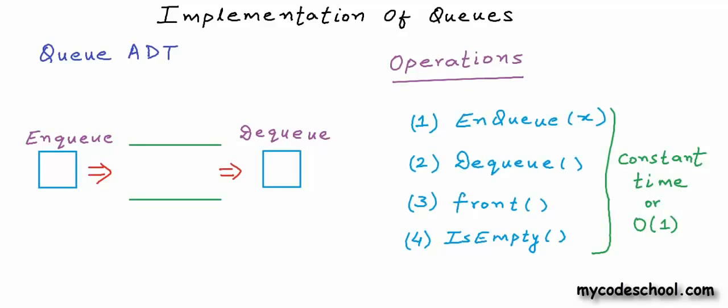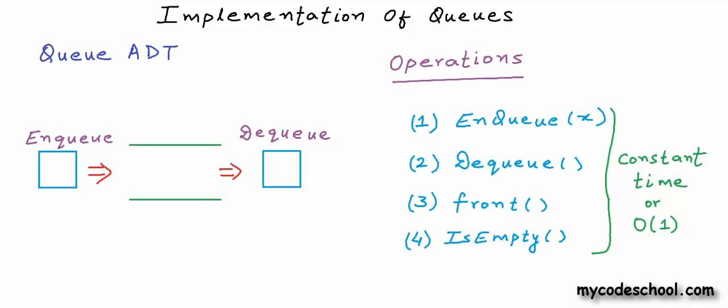I have defined queue ADT with these four operations that I have written here. In an actual implementation, all these operations will be functions. The front operation should simply return the element at the front of the queue. It should not remove any element from the queue. IsEmpty should simply check whether the queue is empty or not. And all these operations must take constant time. Enqueue, dequeue, or looking at the element at front, the time taken for any of these operations must not depend upon a variable like the number of elements in the queue. In other words, the time complexity of all these operations must be big O of 1.